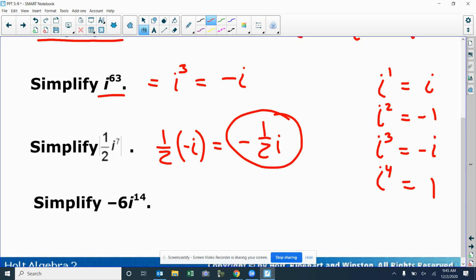-6 i to the 14th. So the first goal on these is to figure out what i to the 14th is. If I take 4 away, 12. 12 would be my closest multiple of 4 to 14, right? You see where I'm getting at? So really i to the 14th is equal to i squared. So we end up with -6 times i squared. Of course, we know i squared is -1, so this whole thing ends up being +6.